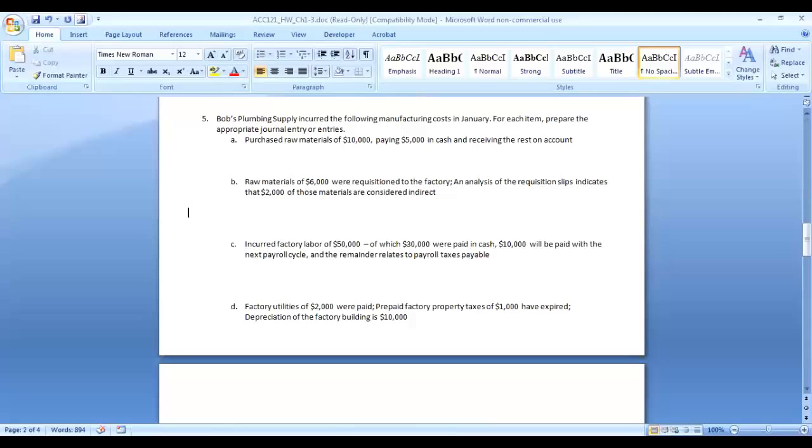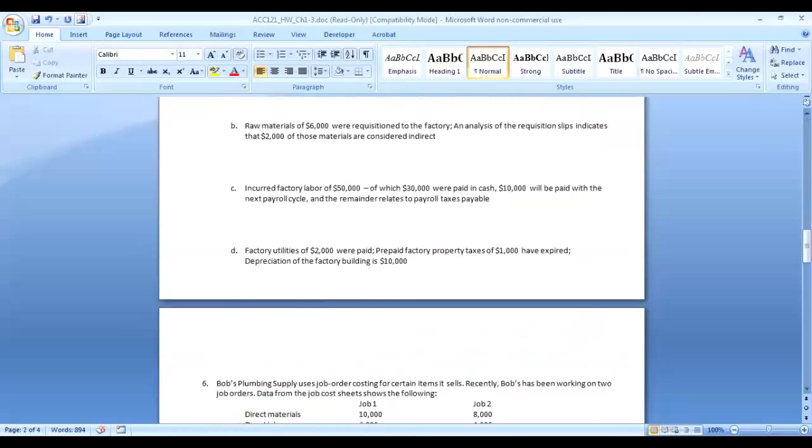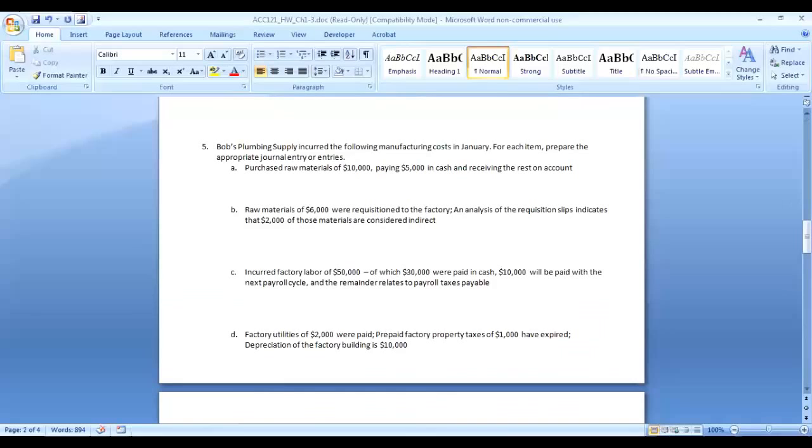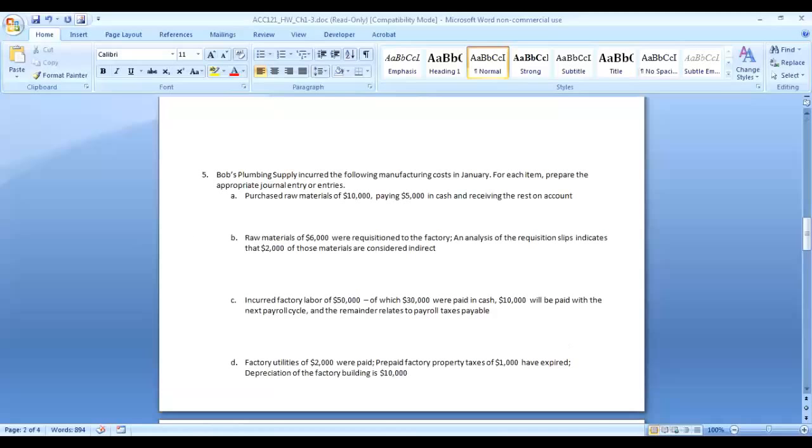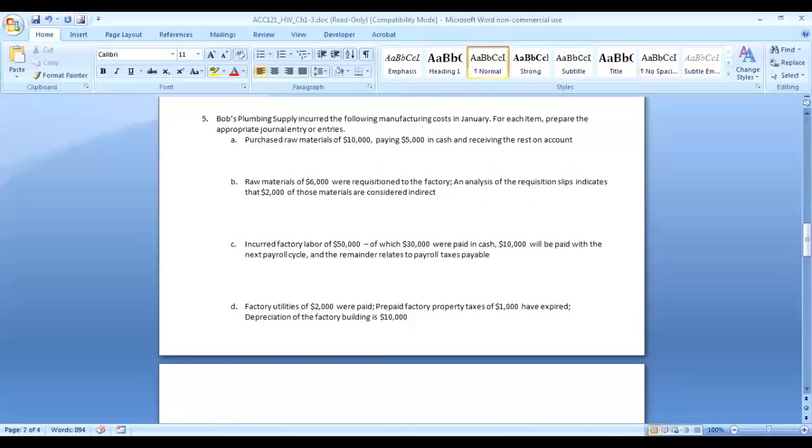So while I have that sitting right in front of me, this is from that practice document. These are pretty good examples of the types of costs I'd expect you to be able to illustrate with those journal entries. For example, this second one says raw materials of 6,000 were requisitioned to the factory. An analysis of the requisition slips indicates 2,000 of those materials are considered indirect. So what do I debit in that journal entry?